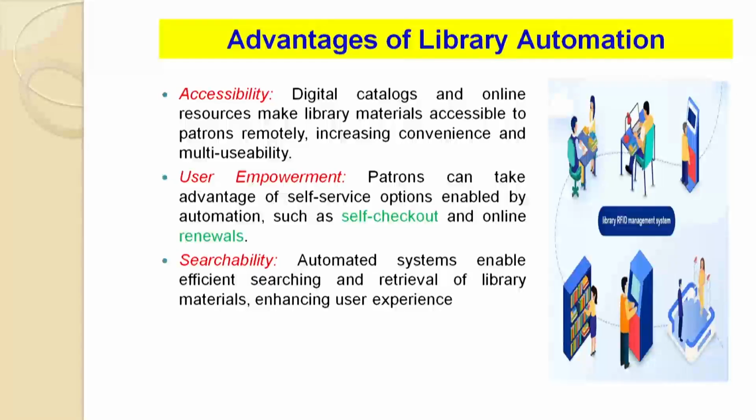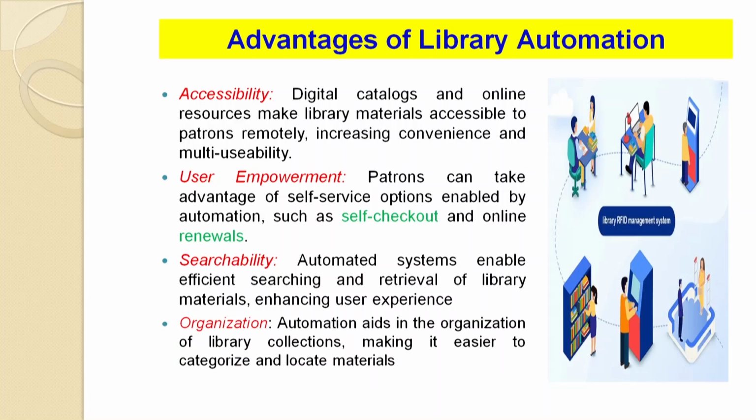And when you look at the search and retrieval part, once you go for automation, it increases the searchability as well as retrievability of any kind of information available in your library. And apart from this, when we use an automation software, the organization of the content, the organization of your collection, and of your services, and the effectiveness of your activities will be highly enhanced.